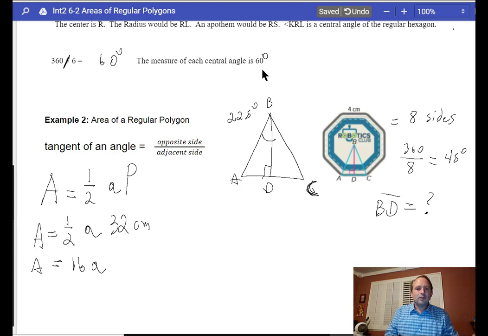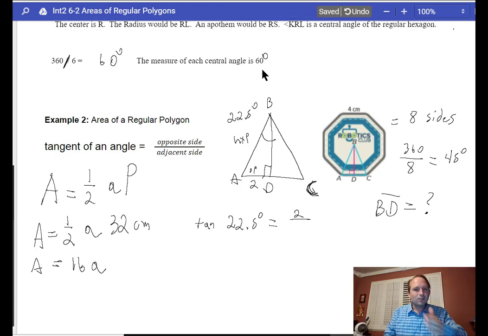All right, so the tangent of 22.5 degrees is equal to the opposite side. So if we're right here, we want the opposite side. And if this is the perpendicular bisector, half of 4 would be 2. 2 over the apothem, the adjacent side.